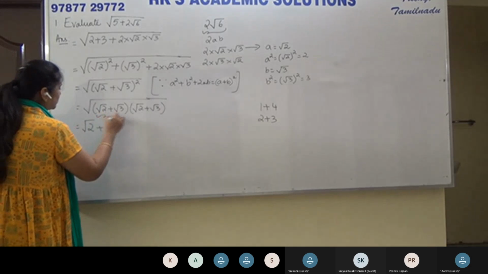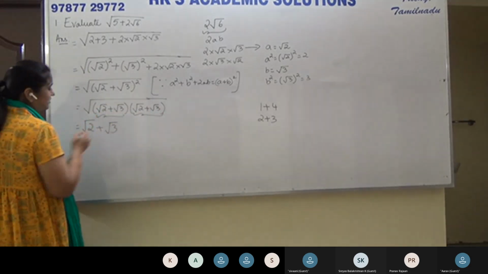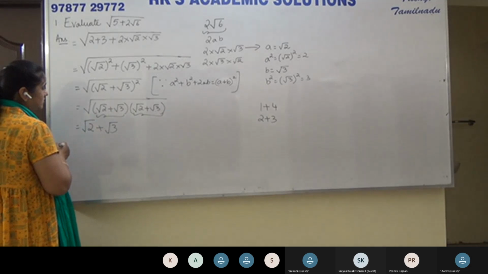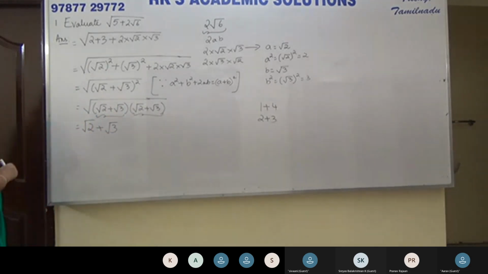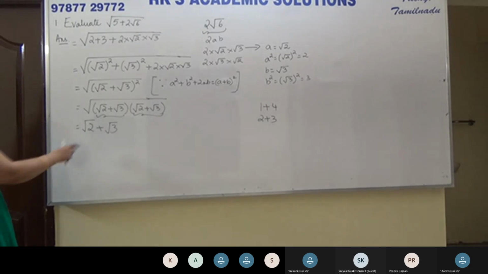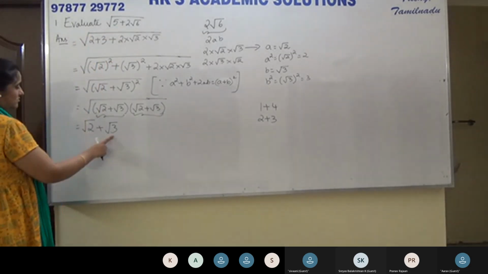See, we have two equal expressions under the square root. So how do we get rid of the square root? We bring one of them out. So this is the value. Evaluate this expression. The value of this expression is root 2 plus root 3.